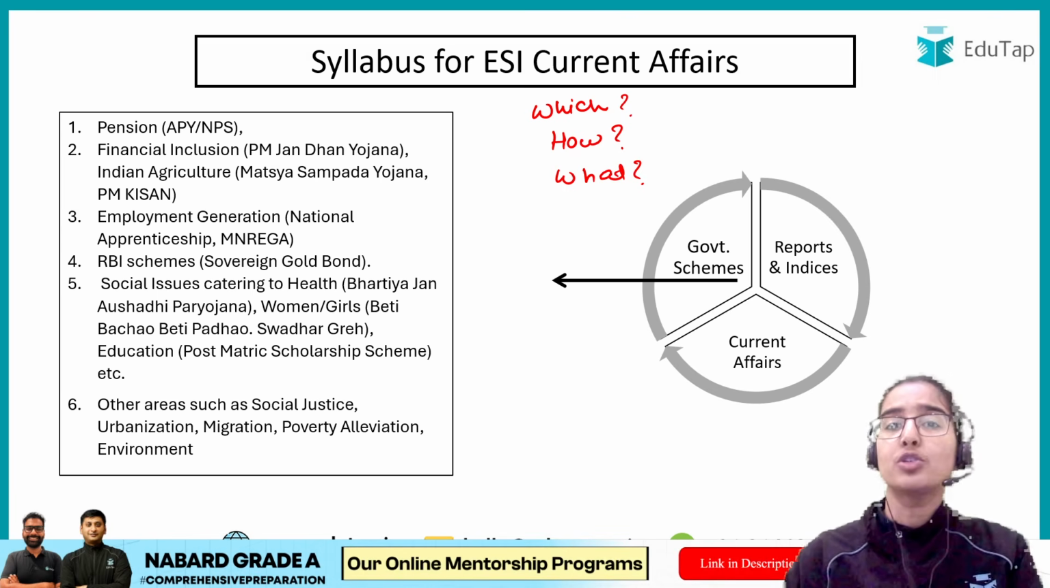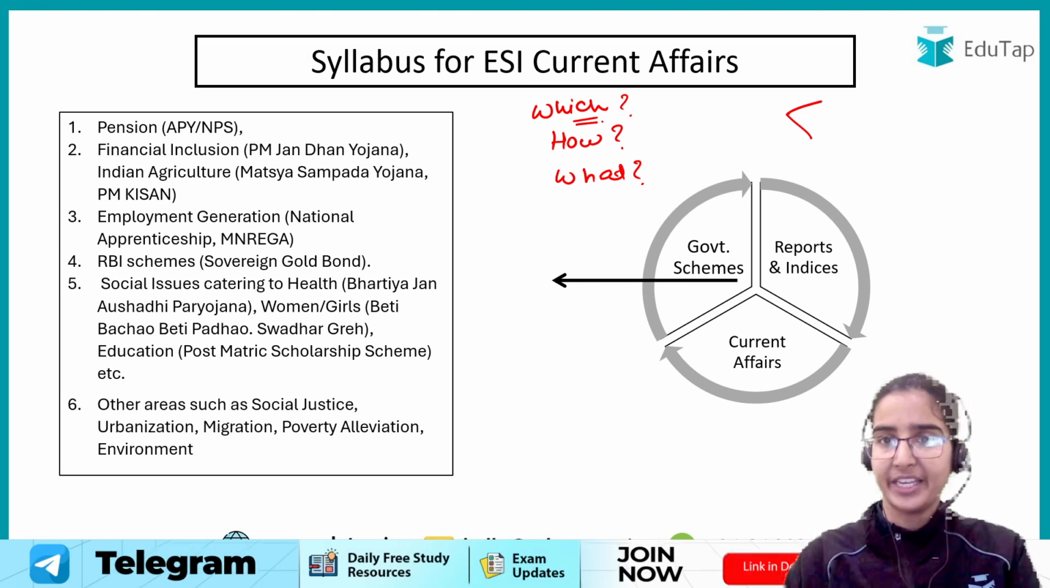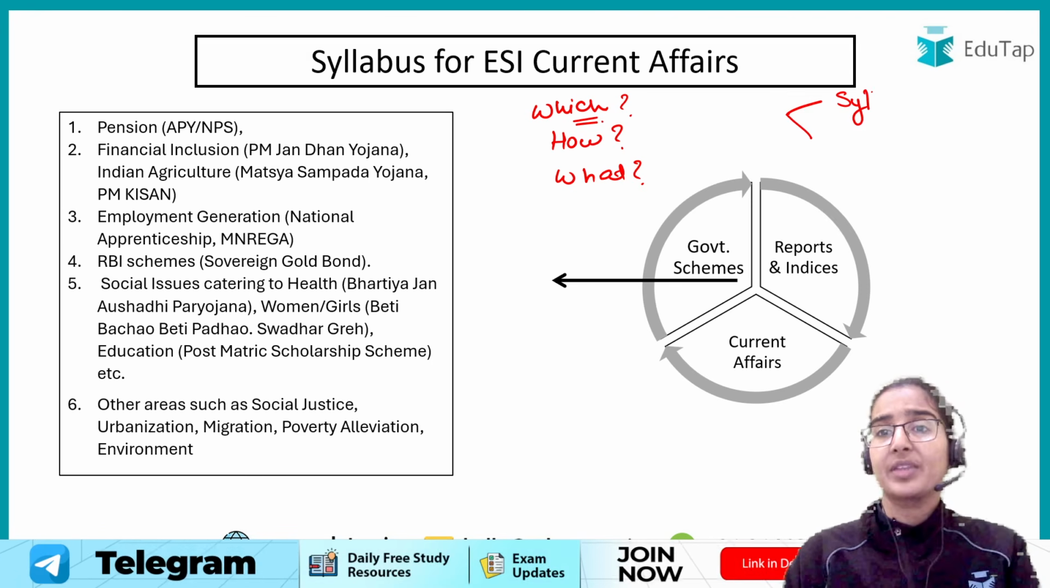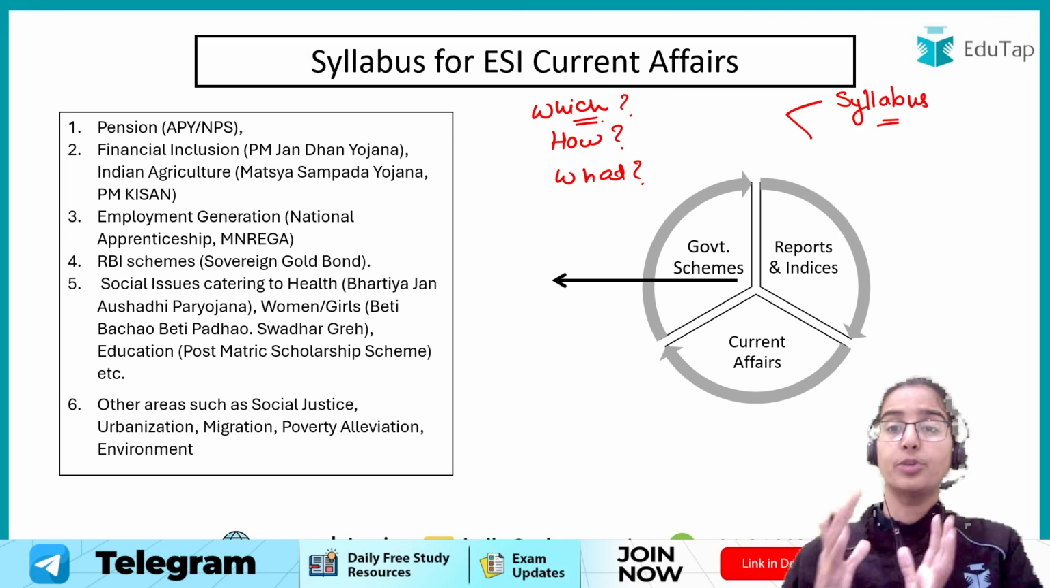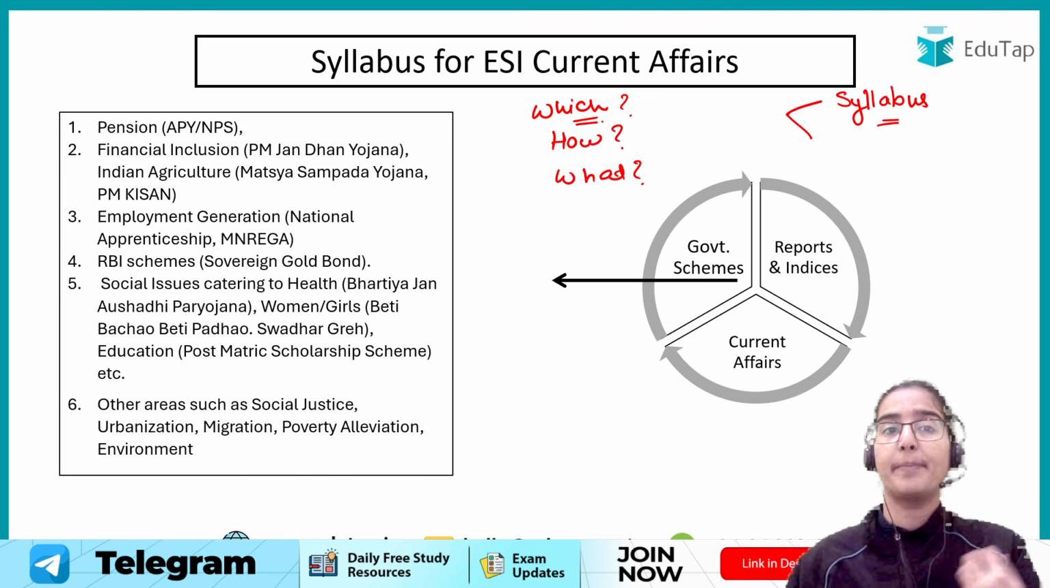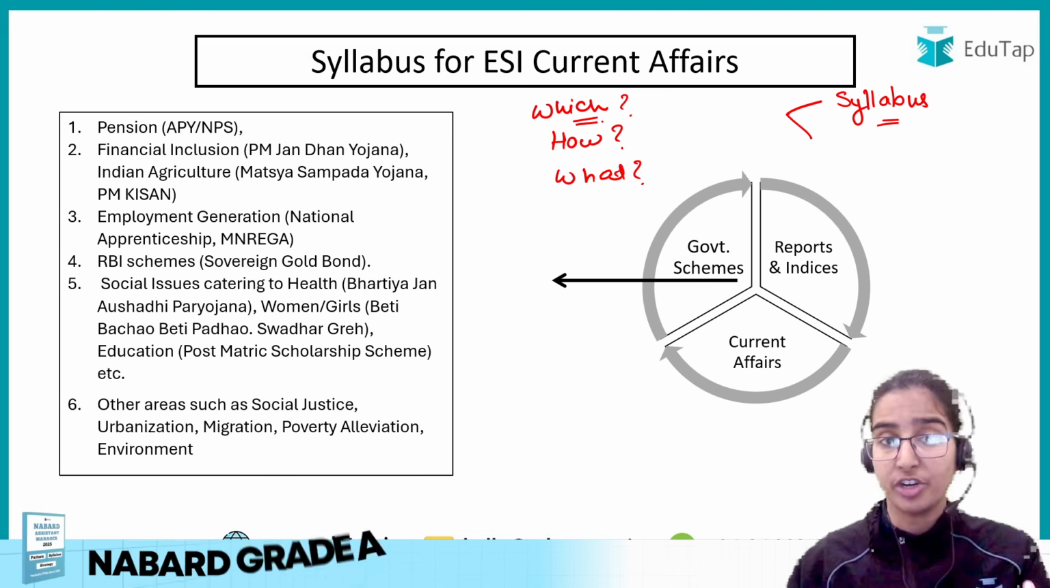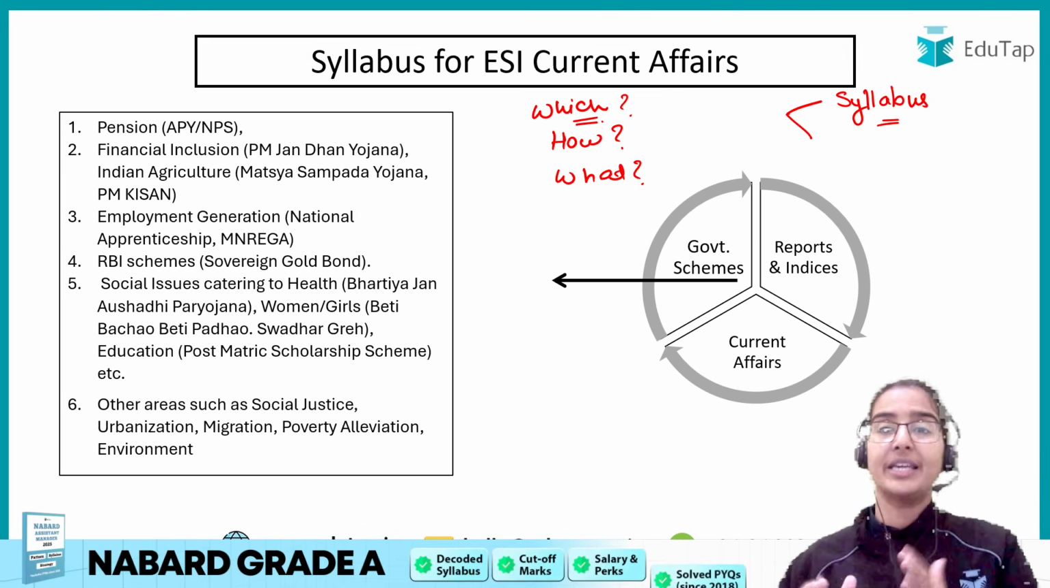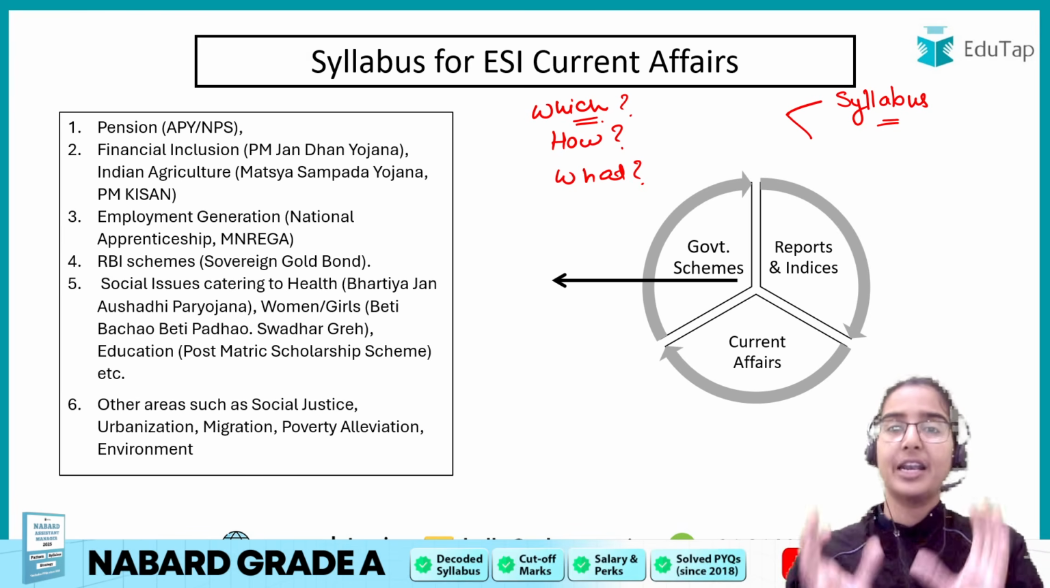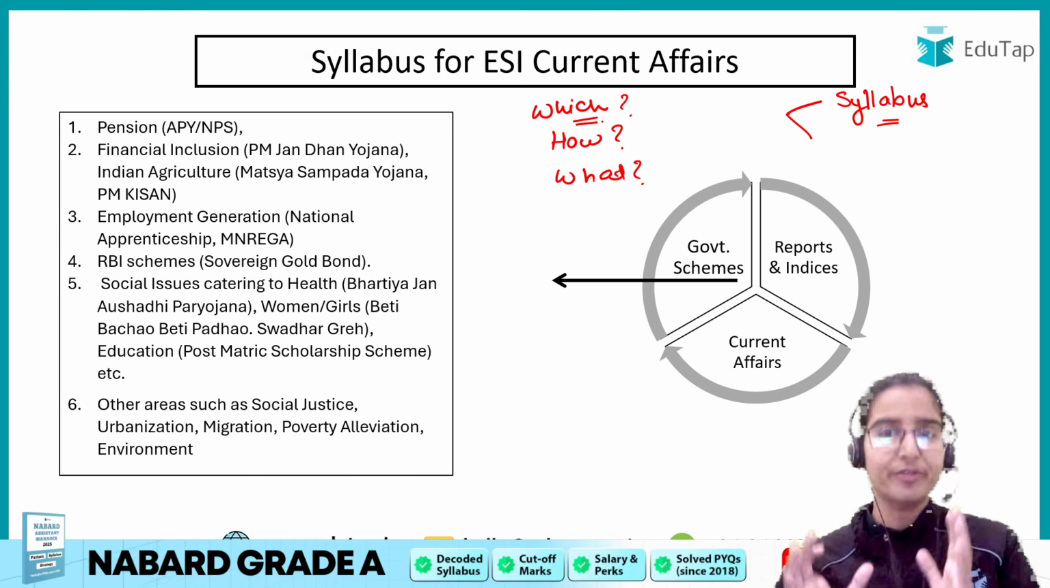So students, first of all, which schemes are concerned, here there is a 2 point criteria that you have to use. First, the scheme should be related to your syllabus. Like if there is a scheme which is related to financial inclusion, pension, women, related to children, anything which is given in your ESI syllabus, if the scheme is related to that particular topic, you have to study it.